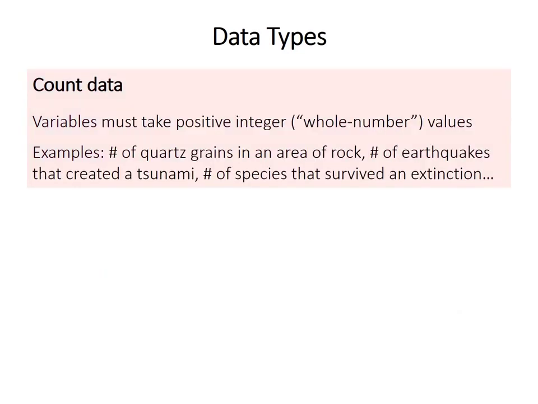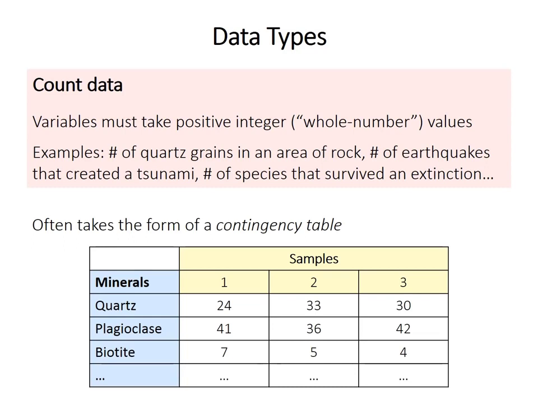The other main type of data is called count data. These are counts of items in categories, like the number of quartz grains in an area of rock, the number of species that survived an extinction, and so forth. Because they're counts, they must be positive values and they must be integers or whole numbers. You can't have a fraction of a species or half a quartz grain. This data often comes in the form of a contingency table, which lists the counts of items in the categories. We will come back to this type of data in a couple of weeks.